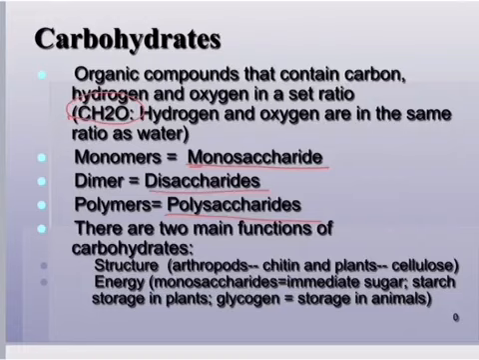The first is something that is not a function in your body, but is important in many living things, and that is structure. In some organisms, especially those that don't have skeletal systems like us, they use carbohydrates for structure. Insects, for example, their shell is made of a polysaccharide called chitin.